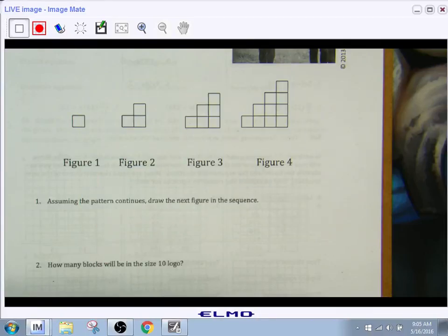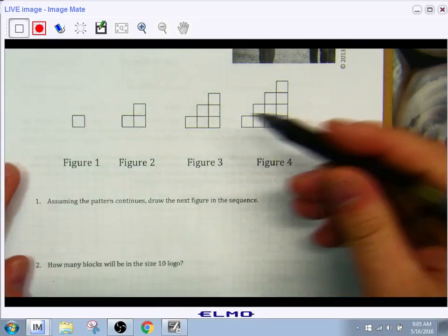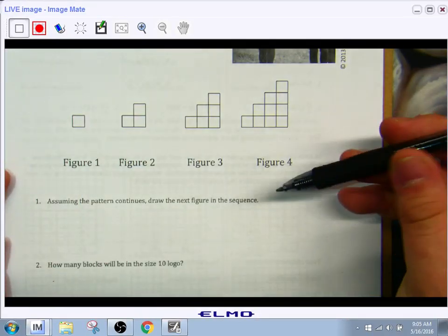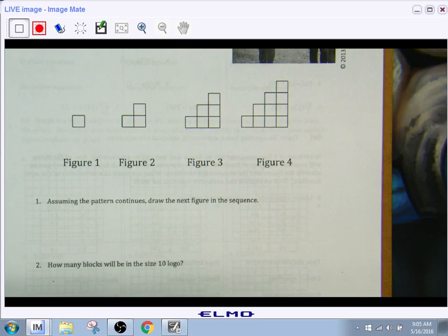Alrighty. So we already looked at this. We're trying to figure out how to do number 10, or how to find the 10th term. How did we find that 10th term? What was one of the methods that you guys used to find it? Devin? You drew the 10th figure, right?